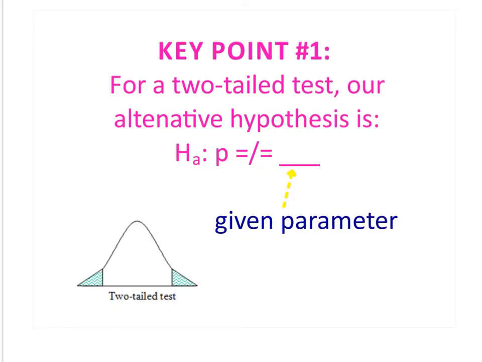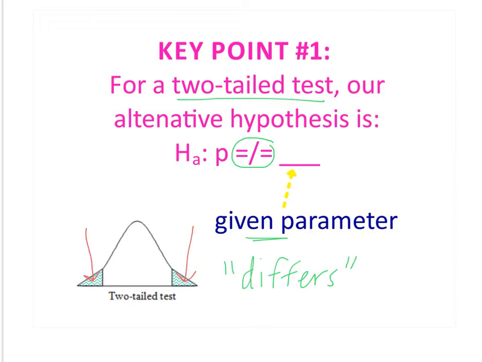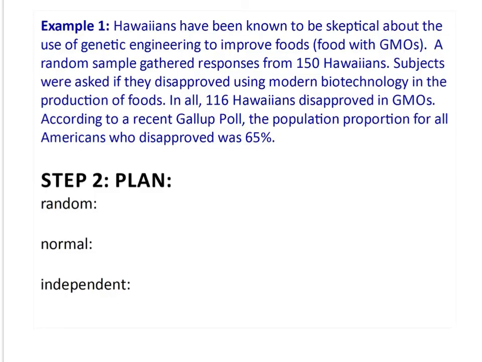So key point number 1, for a two-tailed test, our alternative hypothesis is that P is not equal to the given parameter. Or it's going to say that it's different than or differs from, something along those lines. If we think about a two-tailed test, that means it could be below or above my two different critical values. So I have two endpoints: the lower endpoint, or the negative critical value, and then the upper endpoint, or the positive critical value. If I keep going with my test, step 2 is my plan. First condition is random. If I look back in my problem, it says we had a random sample of 150 Hawaiians. So it's stated that it's random.